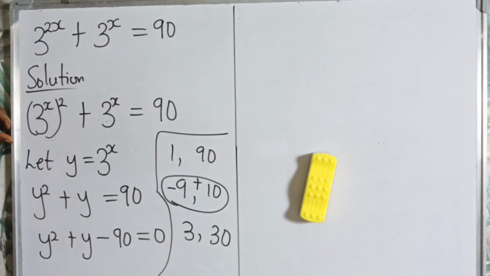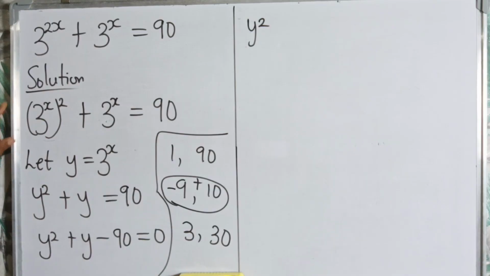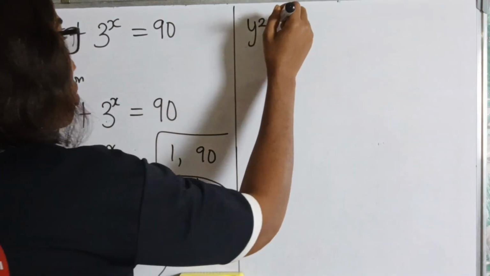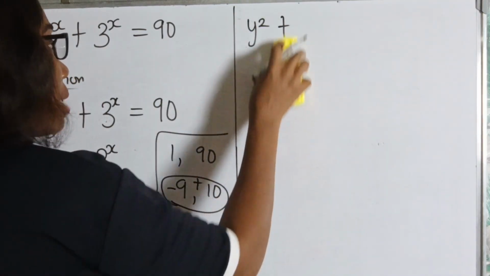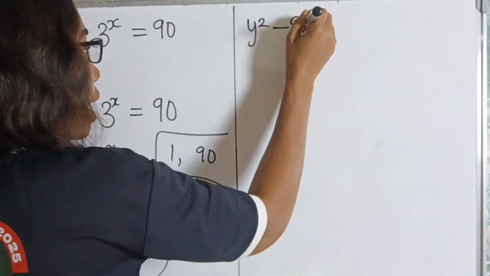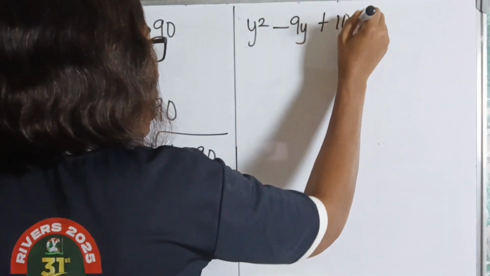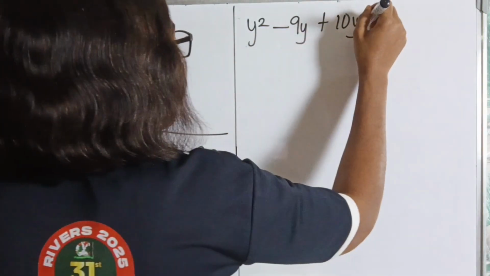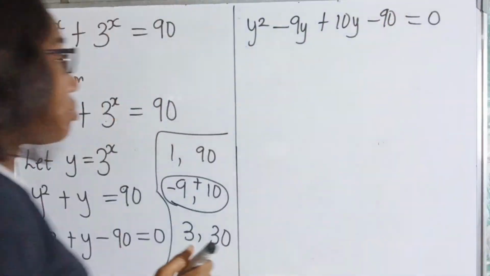So let me come to this side of the board. I'm going to have my y squared. Then I'm going to replace these factors where I have my y. So this is going to be plus, minus, oh, that is supposed to be minus, not plus. Sorry about that. So I'm going to have minus 9y plus 10y minus 90, and this is equal to 0.